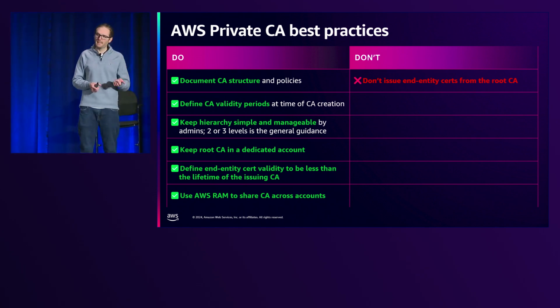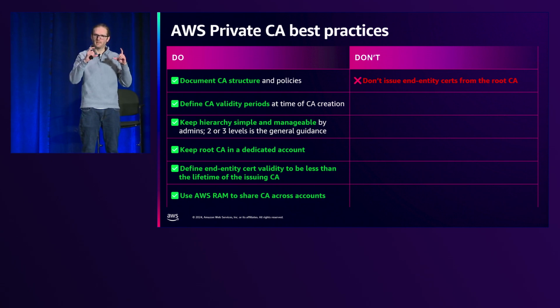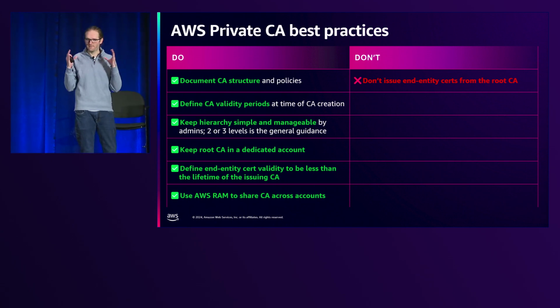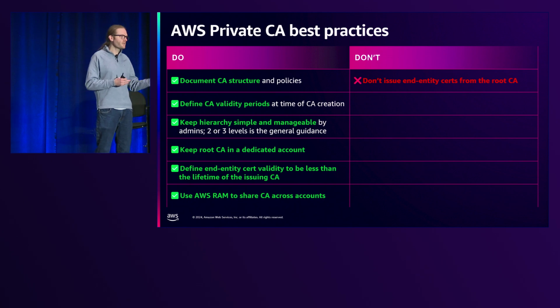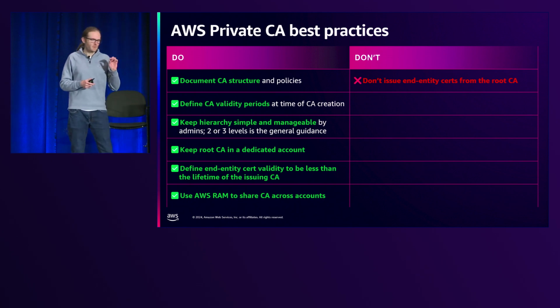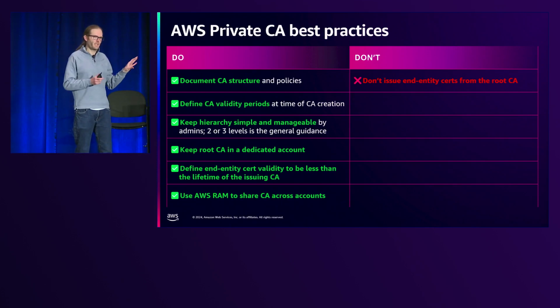Keep the root CA in a dedicated account. Like Tony showed in StubHub's architecture, they have their root CAs in a PKI account that has very limited access. It's very scoped down, and you mentioned some of those SCPs in place to make sure people can't re-enable root CAs or create a new CA in that account. Keeping it in a dedicated account and really locking down that account is super important, because that root CA is the root of your trust, the top of your chain of trust.